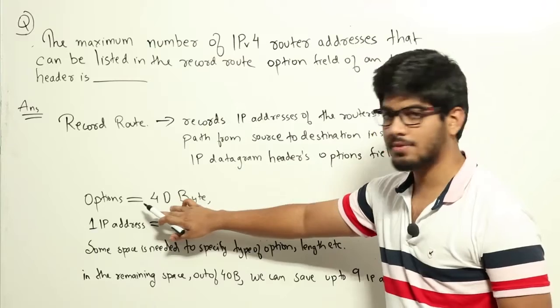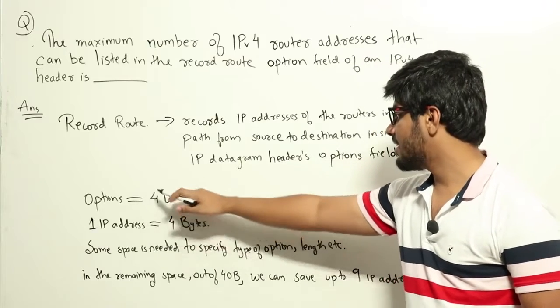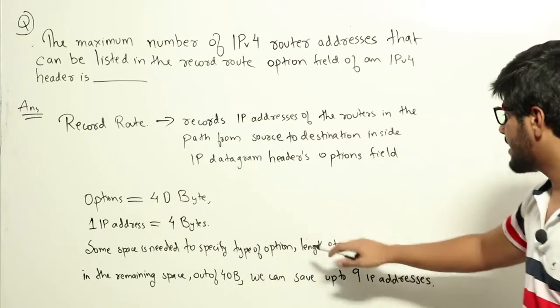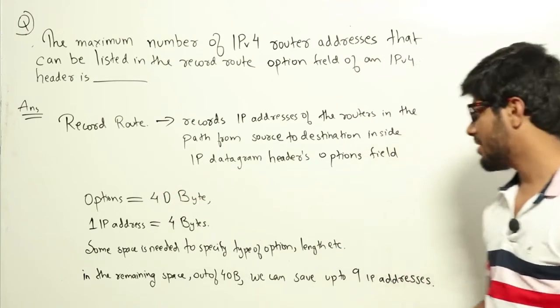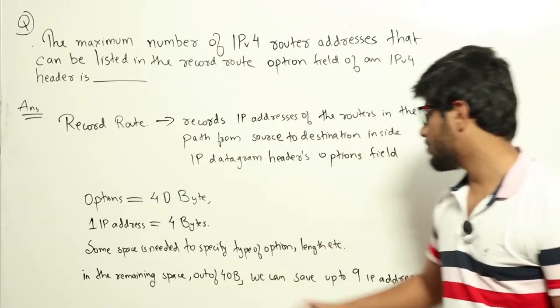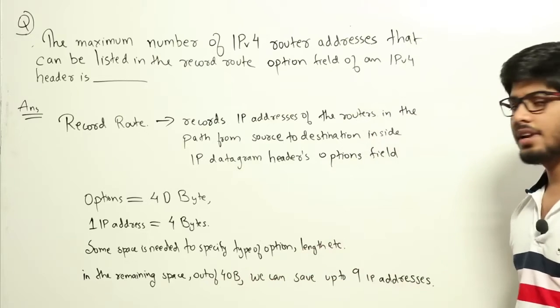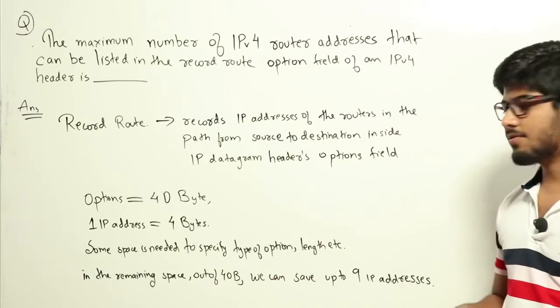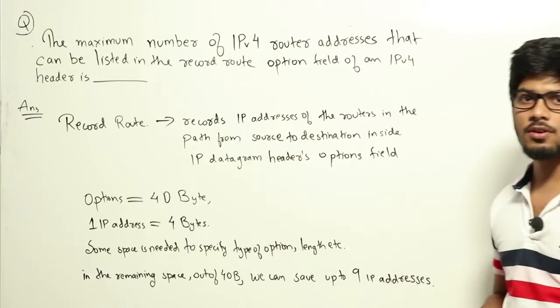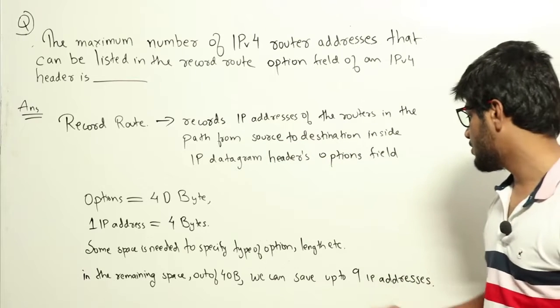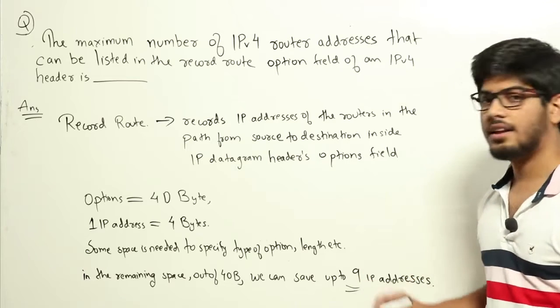So options field is maximum 40 bytes. It can be any length less than 40 also. To specify that length, etc., we need to reserve some space out of these 40 bytes. And in the remaining space out of the 40, we can save up to 9 IP addresses. You can refer to the video lectures to see how record route works and other IP options, etc. So for this question, the answer is 9.